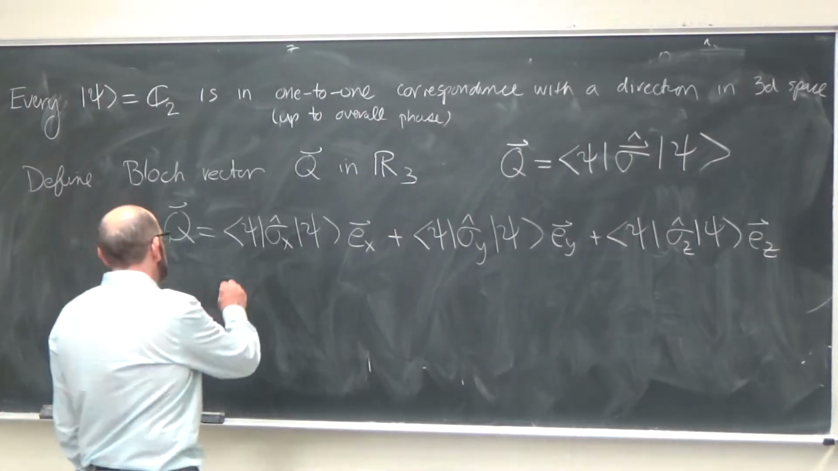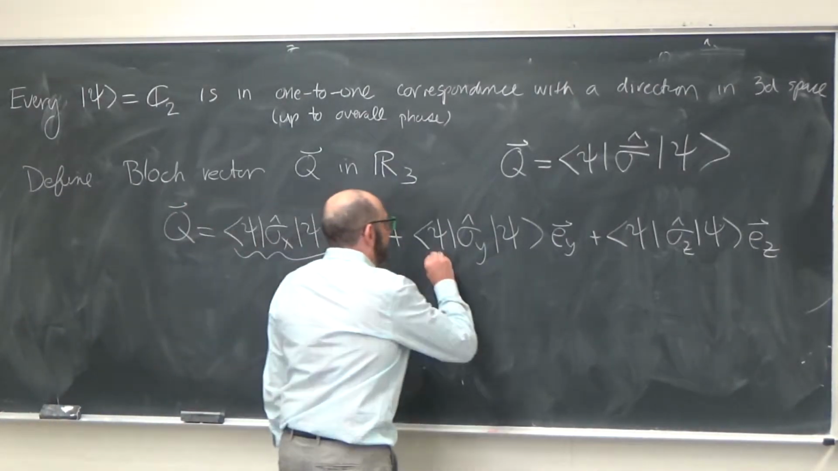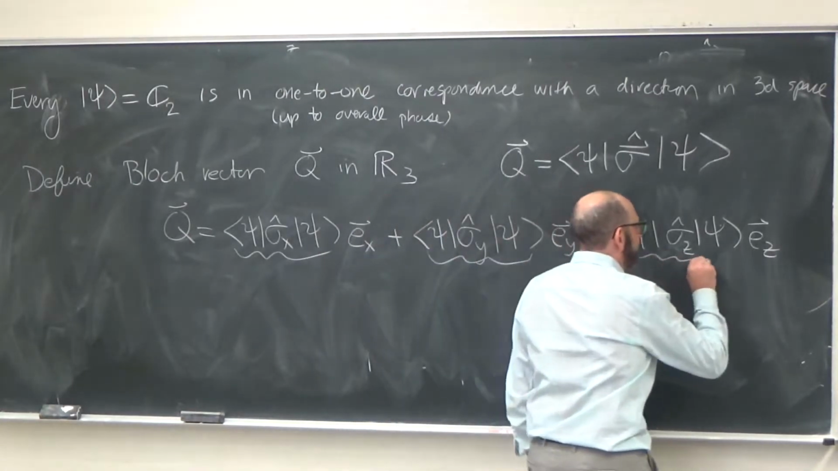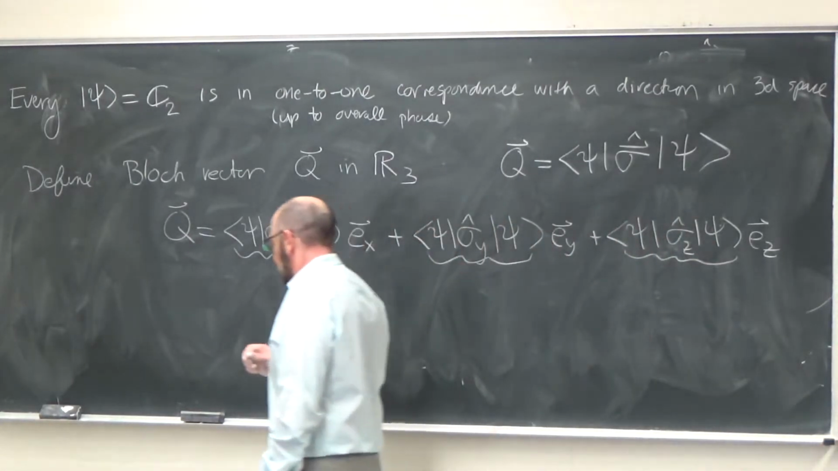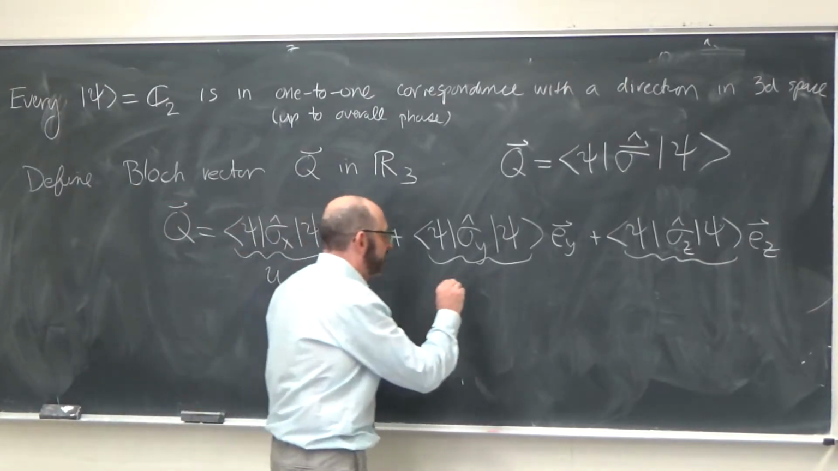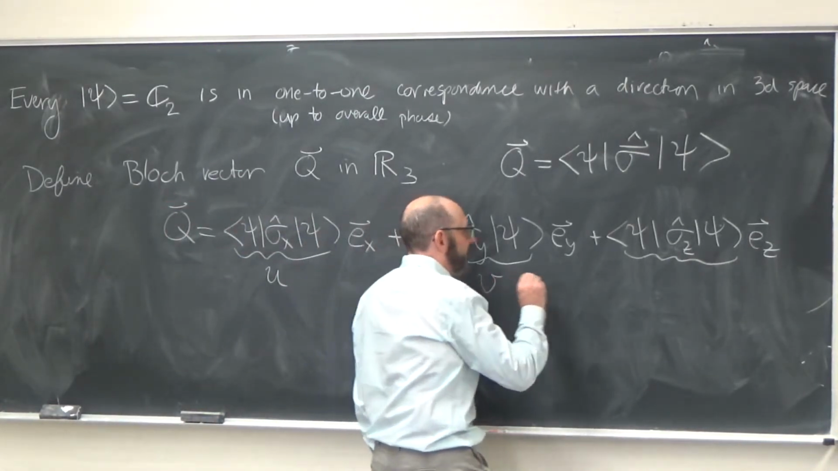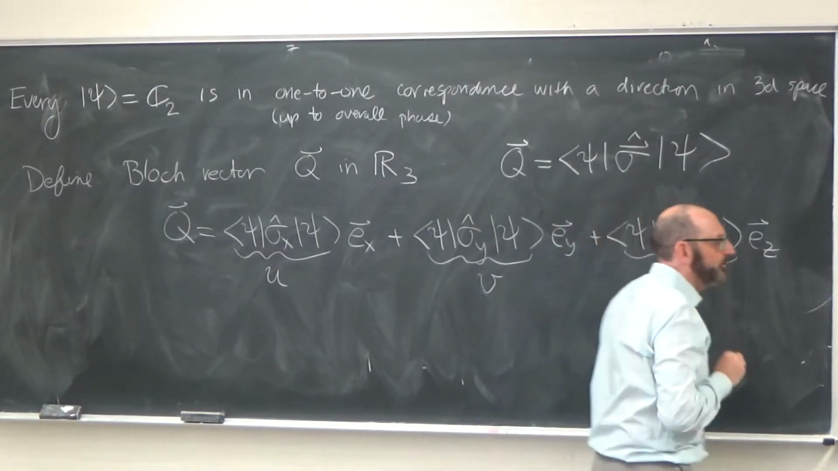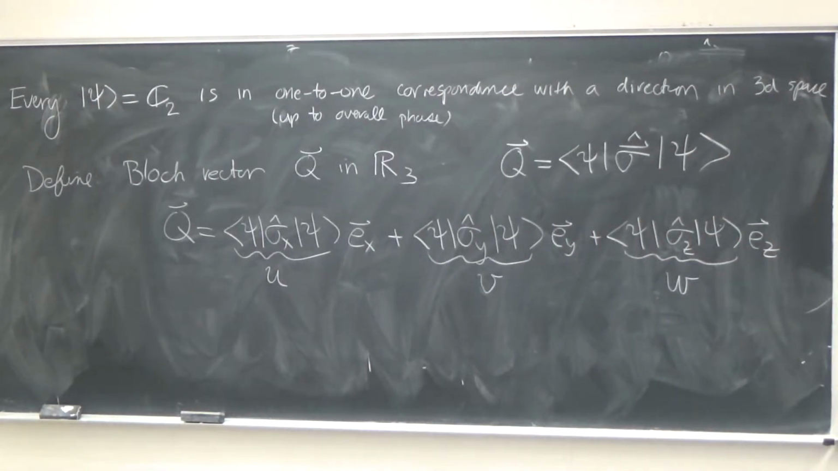This, typically in old-fashioned AMO physics or atomic physics, these components are typically called U, V, and W. Although we don't use those so much anymore, we will, because that's how Bloch did it. Okay.